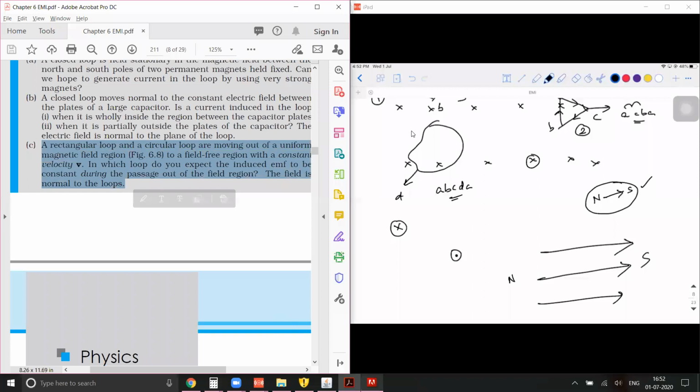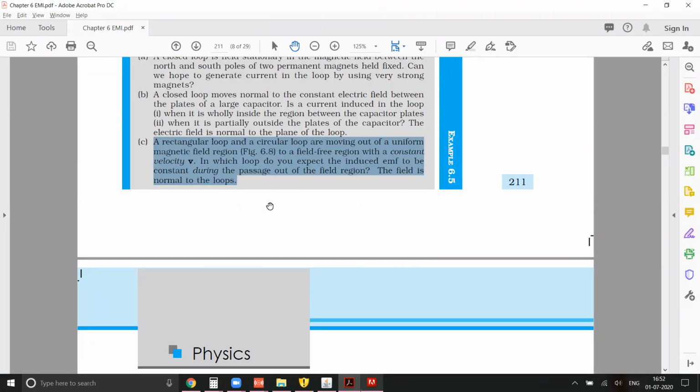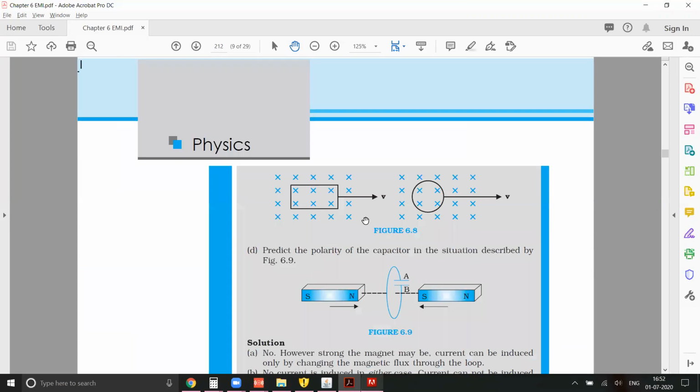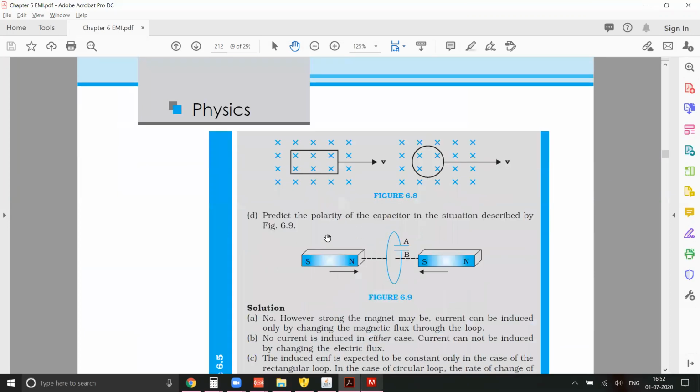A rectangular loop and a circular loop are moving out of a uniform magnetic field region to a field-free region with a constant velocity v. In which loop do you expect the induced EMF to be constant during the passage out of the field region? The field is normal to the loops. So tell me.